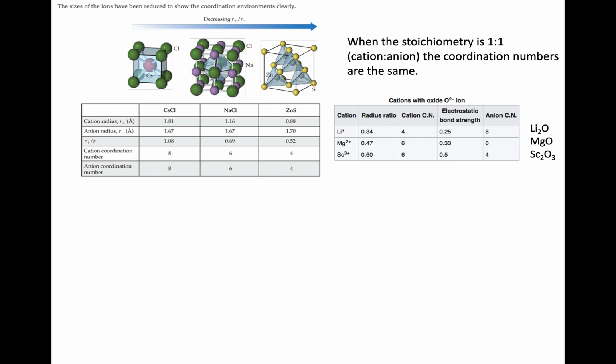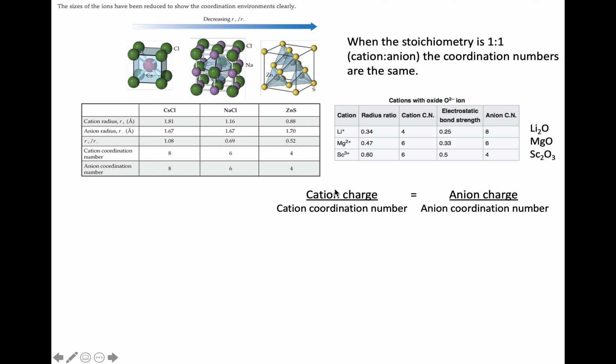It turns out there's a really clear pattern to this. What we see is that a ratio involving the charge of the cation and its coordination number is the same in proportion to the charge of the anion and its coordination number. So if I look, first of all, with the magnesium oxide, plus 2 cation, coordination number is 6. Minus 2 anion, coordination number of 6. Same proportion. Take a second, see if that reasoning then works if you're looking at the lithium and the scandium.